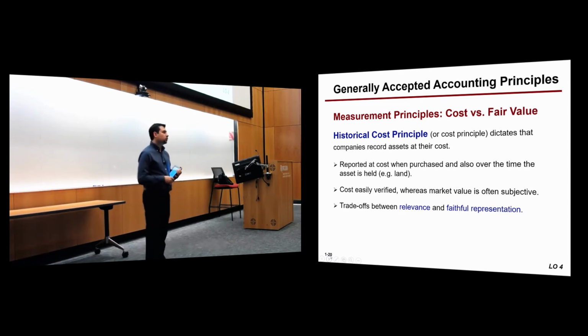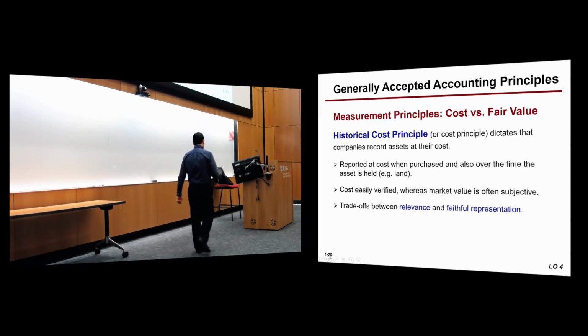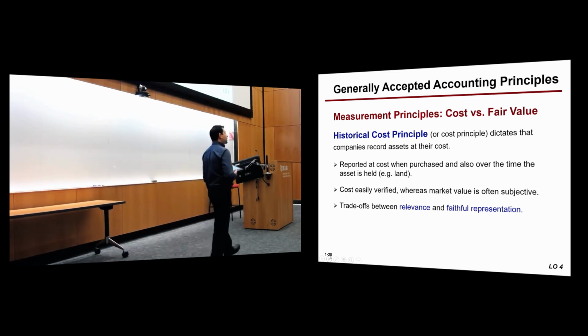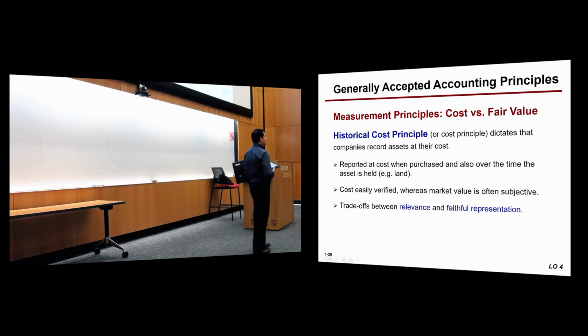We'll see that basically in advanced courses. When it comes to GAAP, whenever the company is supposed to report assets, they have one of two measurement principles. Assets are what the company owns, okay? Companies can either use a historical cost principle or fair value.